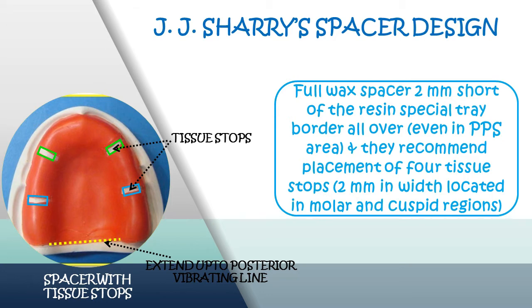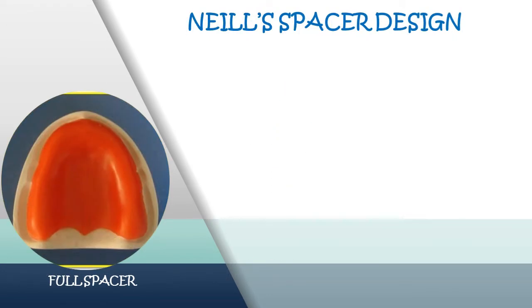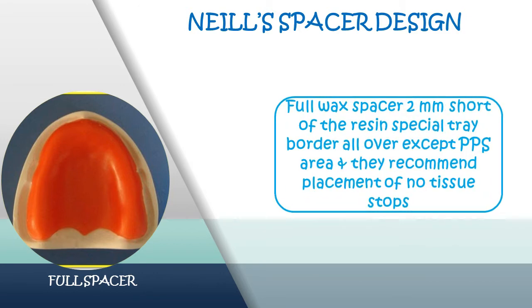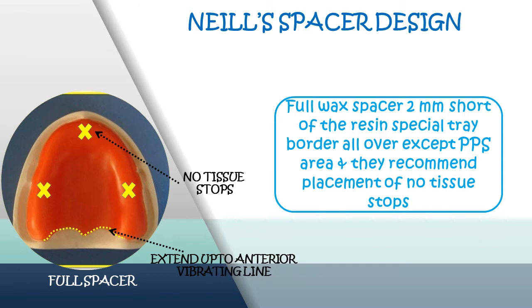Next one, we have the Neil's spacer design. This is a type of full spacer. As we can say, it fully covers the cast area. Full wax spacer 2 mm short of the resin special tray border all over except the PPS area, and they recommend placement of no tissue stops. As we can see, we have no tissue stops in the anterior and posterior regions, and posteriorly it extends up to the anterior vibrating line. Note this point, it extends up to the anterior vibrating line.